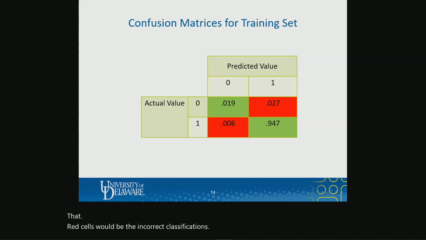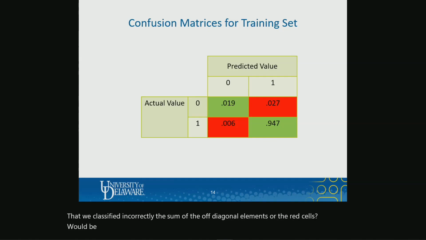So the sum of the red cells would be the percentage of the time that we classified incorrectly. The sum of the off-diagonal elements, or the red cells, would be the percentage of the time that we classified incorrectly, erroneously. This is the confusion matrix for the training set. We obtained the confusion matrix for the training set.